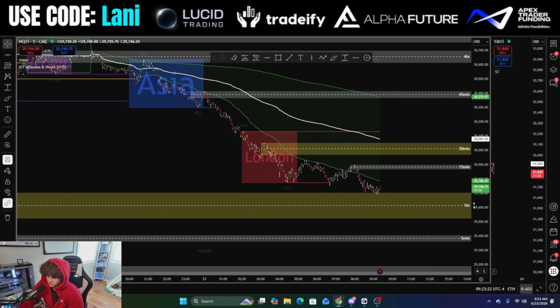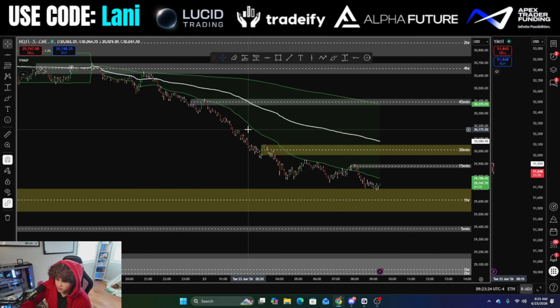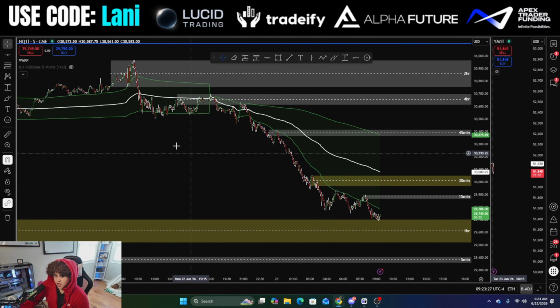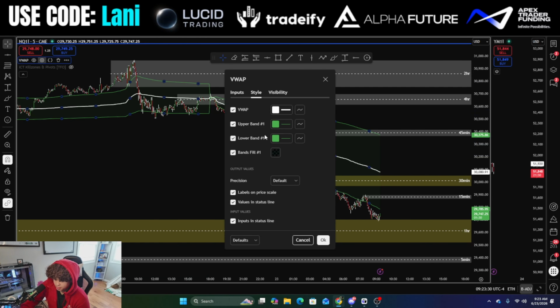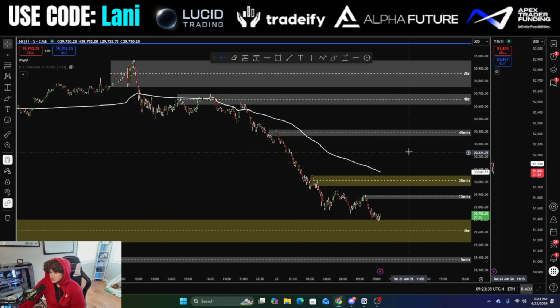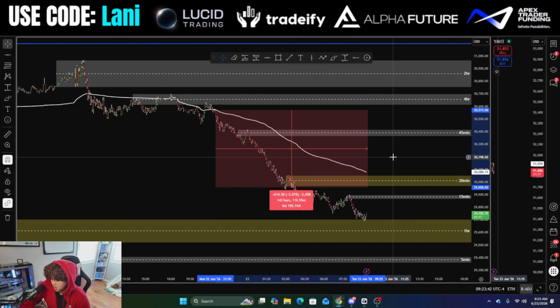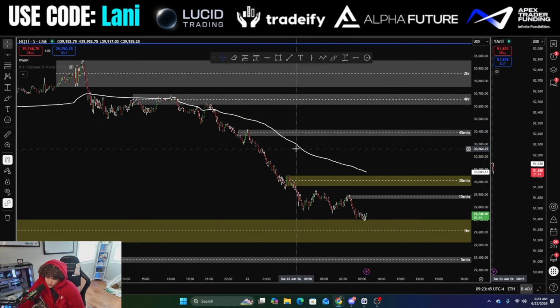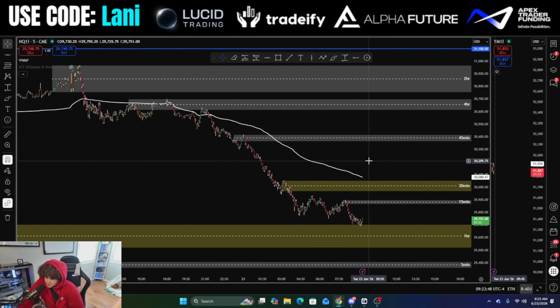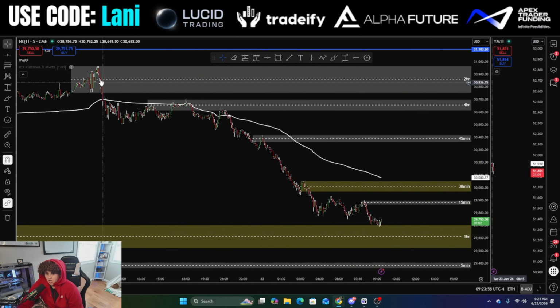Something else that I like to check as well is VWAP. Right now I have VWAP with the other three bands, but usually I just look at the regular VWAP, which right now we can see we haven't touched VWAP for almost 12 hours. So usually when I see that, I'm thinking New York Open wants to touch VWAP. That's definitely a possibility, but again, it could continue to just sell off.